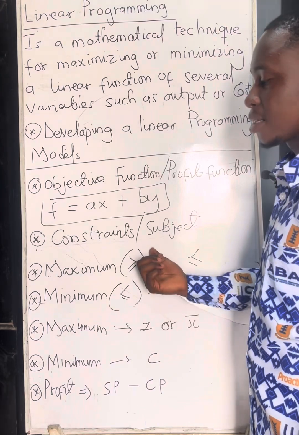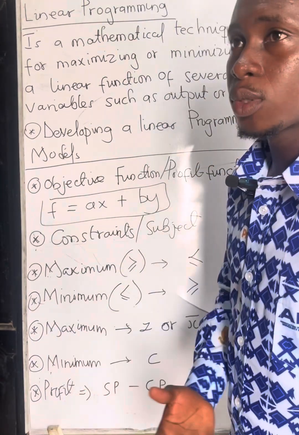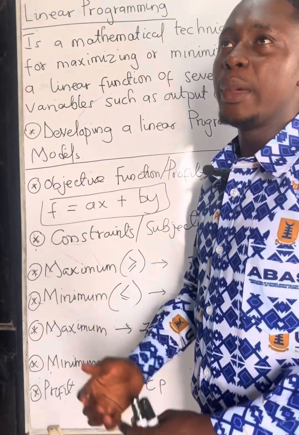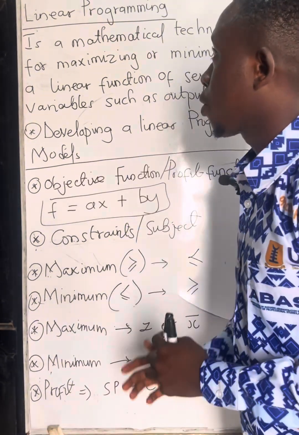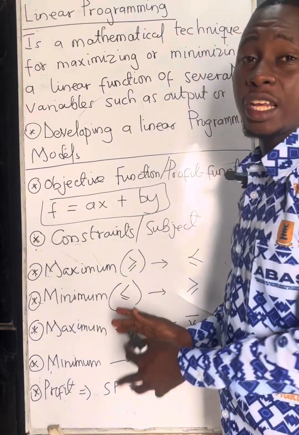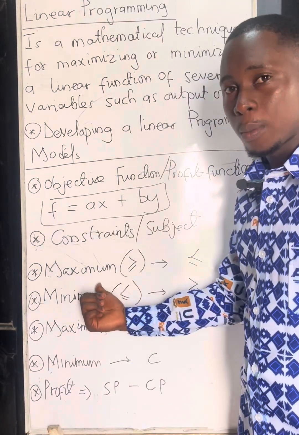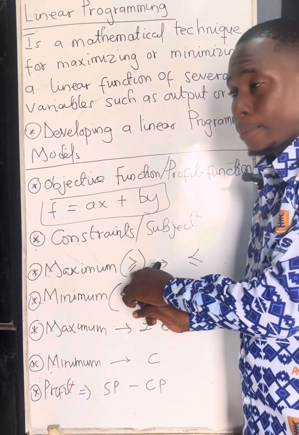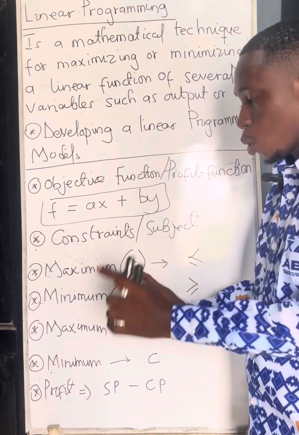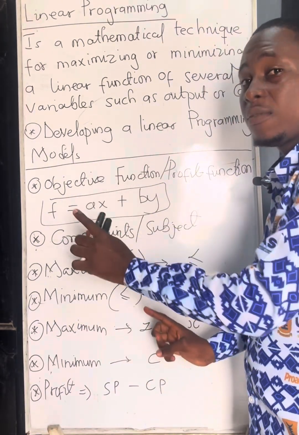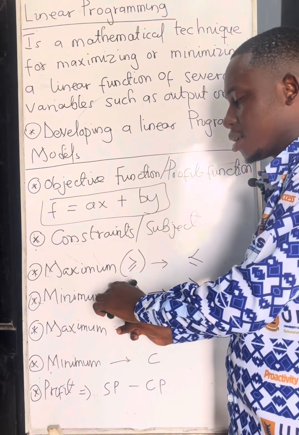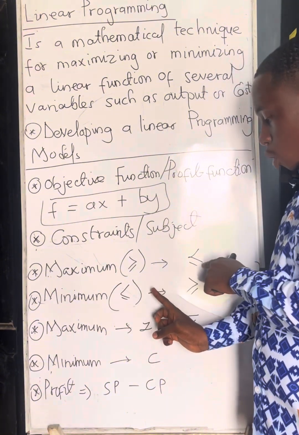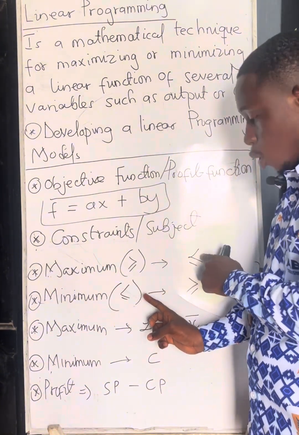Now, dealing with the same topic, we are going to come across what we call a constraint, which is the same as subject to. Most of the time, what we know is that when we say maximum, it means greater than, and when we say minimum, it means less than. But with respect to linear programming, where you see maximum, it rather means the inverse. So in a question where you are given a maximum input, we use the opposite, which is what? Less than or equal to.